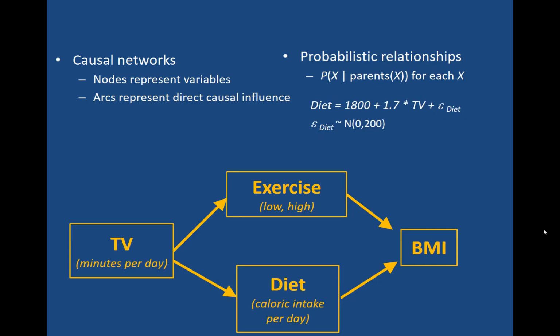Another way to parameterize probabilistic relationships in these variables is to express each variable as a function of its direct causes plus some stochastic noise. So for this example, we might say diet, which is caloric intake per day, is 1,800 calories per day plus 1.7 times the number of minutes of TV watched plus an epsilon sub-diet term, which itself is normally distributed with a mean of 0 and a variance of 200.